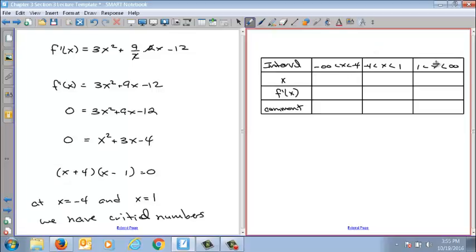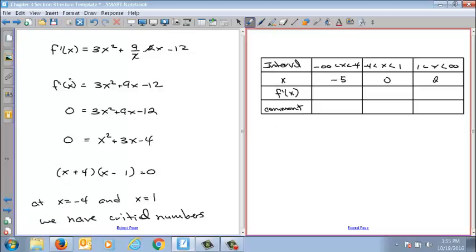Then I pick values of x in these intervals. I don't make it equal to negative 4, I make it equal to the next smallest integer, so I get negative 5 here. I'm going to go from negative 4 to 1, so 0 is always a good thing to choose. And for a number between 1 and infinity, we'll choose the next integer.